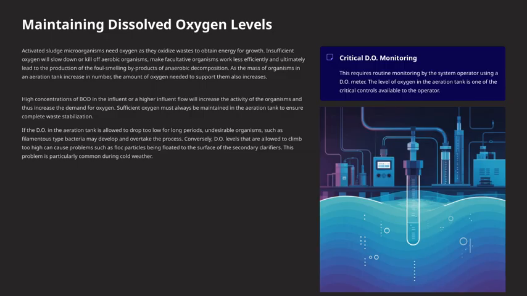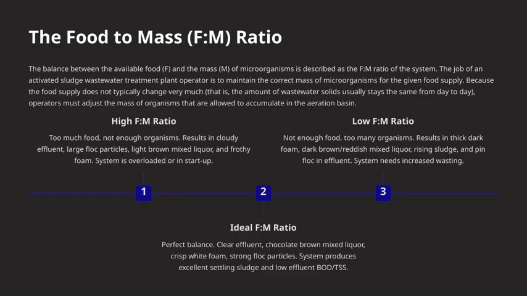It helps us keep the process running smoothly and prevent issues that could compromise treatment efficiency. Now let's talk about the food-to-mass ratio, or F/M ratio, which is a key concept in understanding how the activated sludge process works. Essentially, this ratio describes the balance between the amount of available food, which is the organic material in the wastewater, and the mass of microorganisms present in the system.